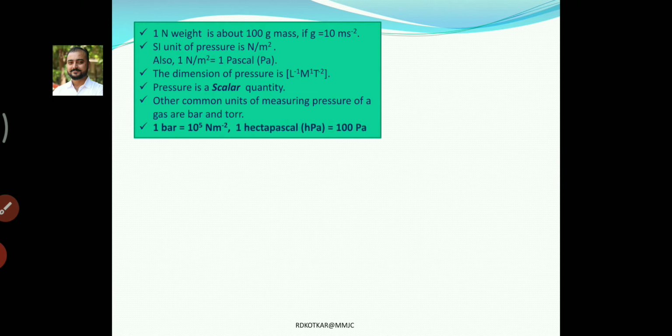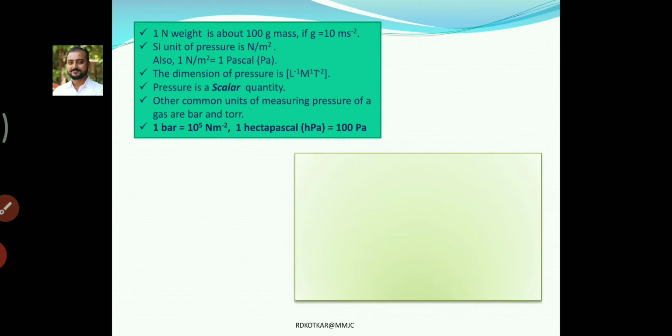1 bar has a value of 10 to the power 5 Newton per meter square. And one more unit conversion: 1 hectopascal is equal to 10 to the power 2 Pascal, or 100 Pascal. Okay, these are the simple conversions.